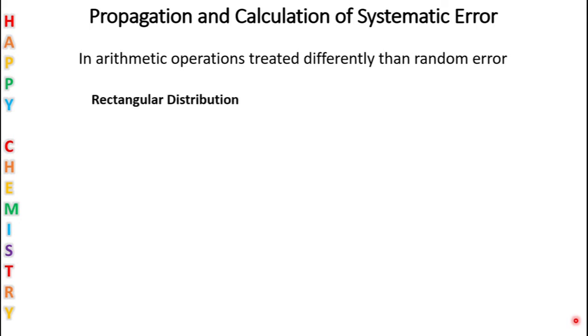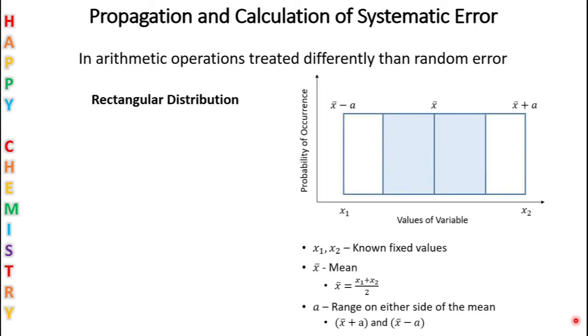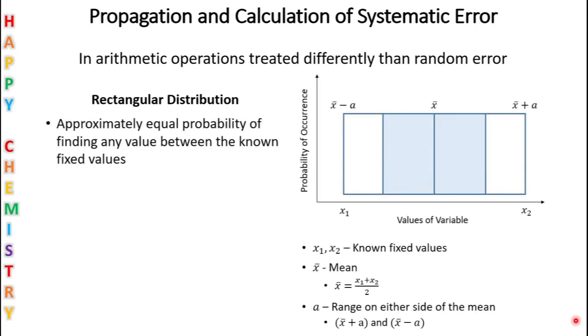Rectangular distribution occurs when there is approximately equal probability of finding any value between the known fixed values. For example, x1 and x2 are the known fixed values. Any value can be found between x1 and x2. However, there is negligible probability of finding values outside the fixed range of x1 and x2.